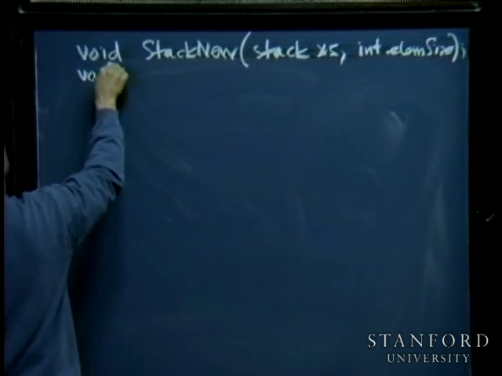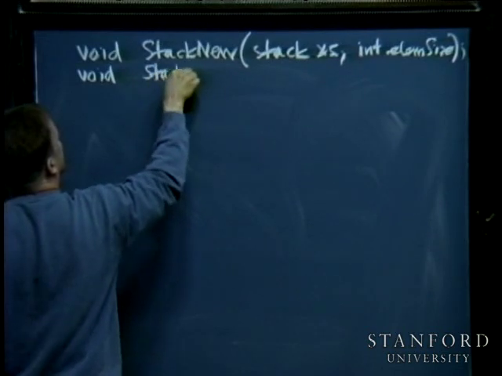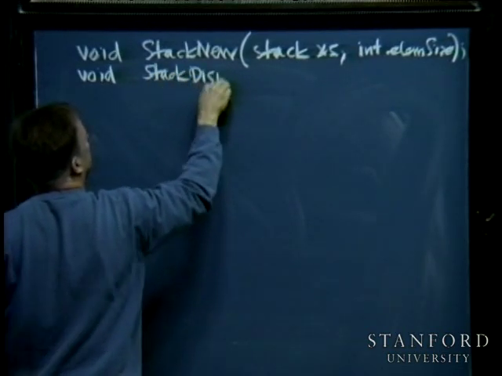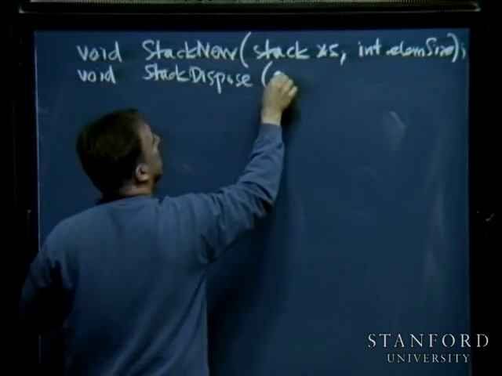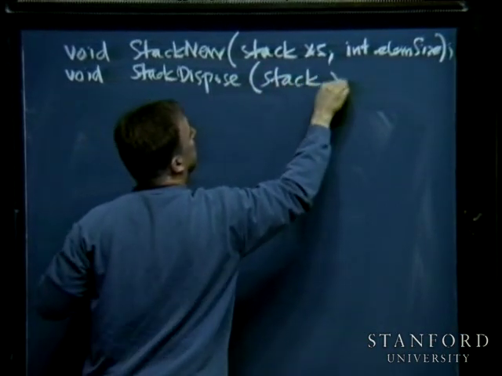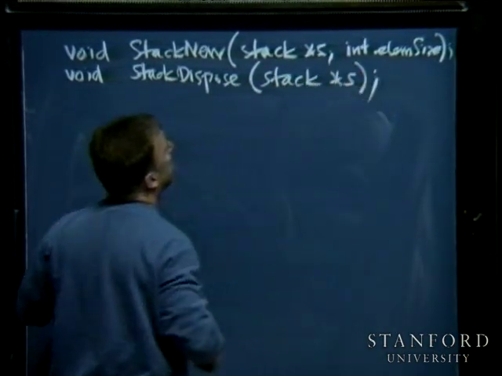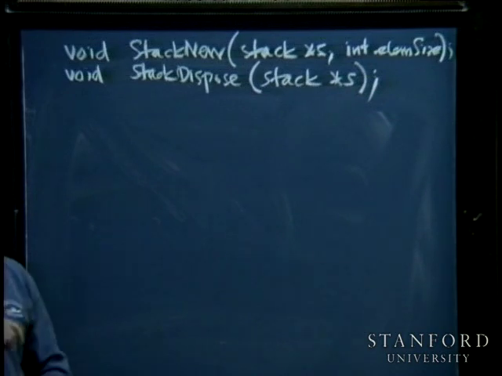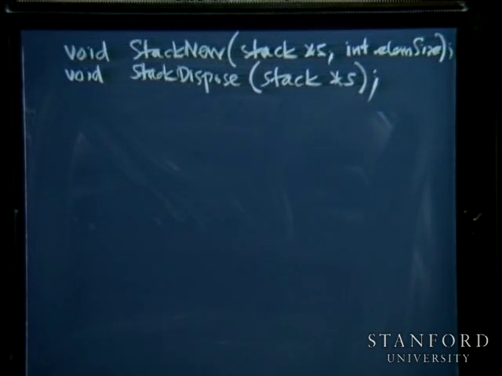Void star stack dispose, stack asterisk S. That doesn't need to change. It's mostly the same, although we'll have something to say about what happens when it's storing char stars.